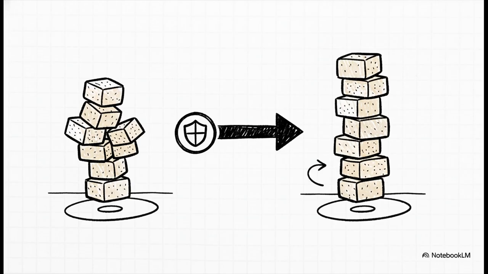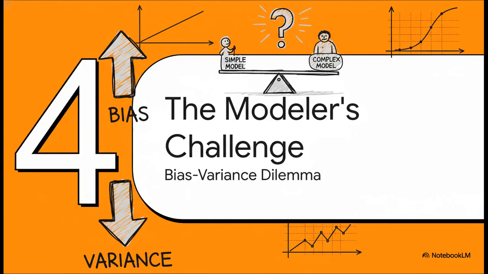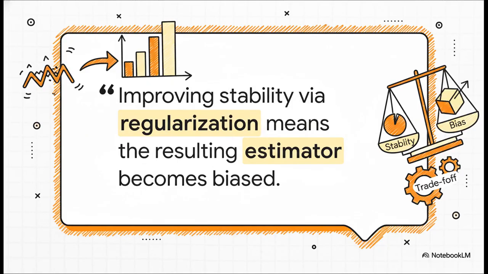But, and there's always a but, this stability doesn't come for free. And that little but brings us to the fundamental trade-off that every single person who builds a model has to struggle with. It's a classic push and pull, and it's known as the bias-variance dilemma. This quote from the source material just hits the nail on the head. It says that when we add that regularization to make our model more stable, our final answer becomes biased.